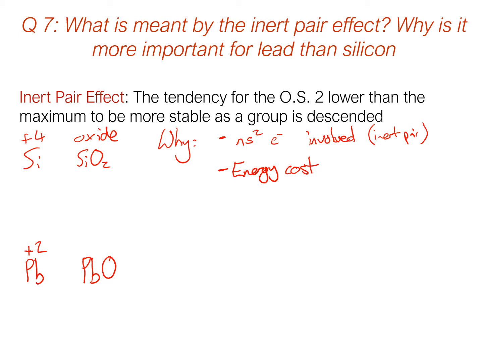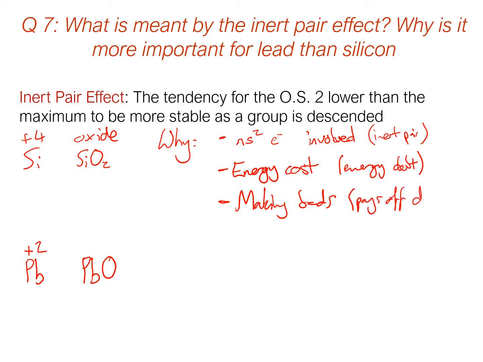So it takes energy to get this pair of ns2 electrons involved, and let's call that an energy debt. If we're promoting electrons and putting energy in, we need to recover this debt or it's not going to happen. And how the energy debt is usually paid off is by the making of bonds. So in the example of silicon dioxide, if we want the ns2 electrons to be involved in bonding, there's the energy cost, but by making these two silicon-oxygen bonds, the energy gained from making the bonds pays off the debt.